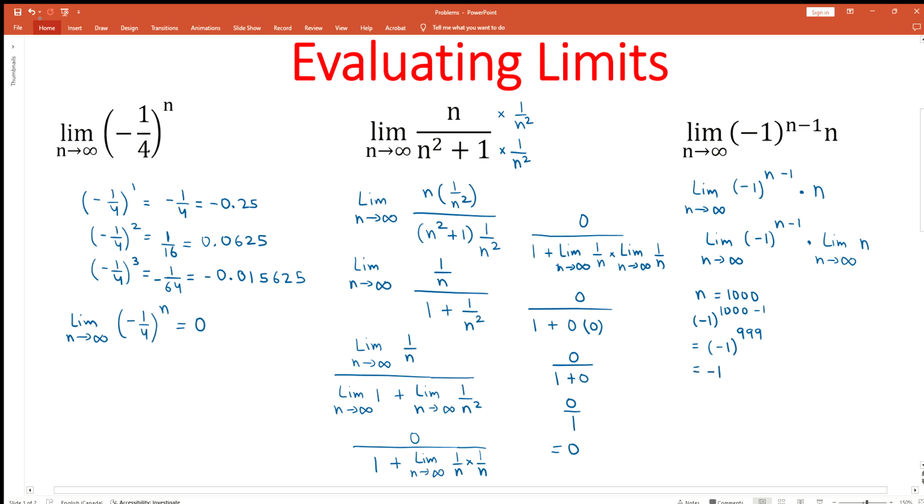However, if we use the n value 1001, then the value of this expression will become positive 1. Because negative 1 to the power 1000 is equal to positive 1. So the value of this expression will keep switching between positive and negative values. The value of the limit for the polynomial function n will be infinity.